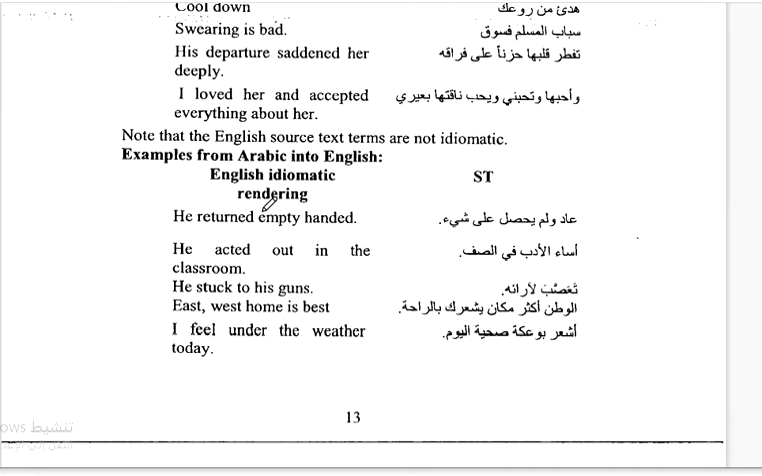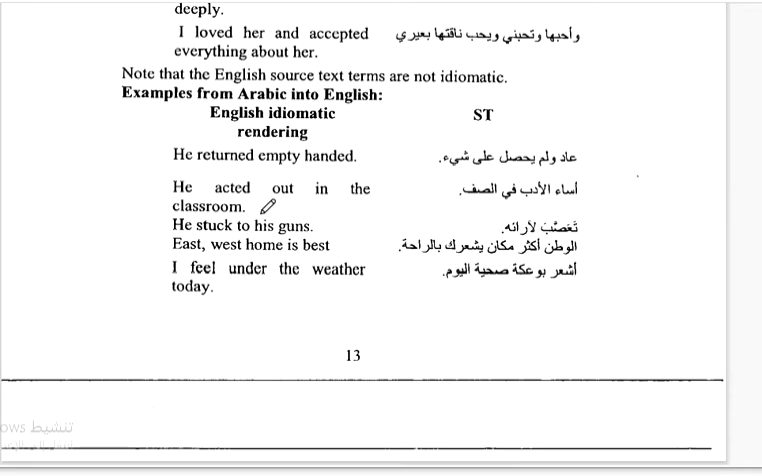And here are some examples from English into Arabic. For example, here is the source text. Be careful, it's like this. From here is the source text, which has no idiom here, but the idioms are in English. So أشعر بوعكة صحية اليوم. It has no idiom here. The sentence has no idiom, but the idiom is I feel under the weather. ومش معناه أنا أشعر أنني تحت الجو. No, feel under the weather means وعكة صحية.